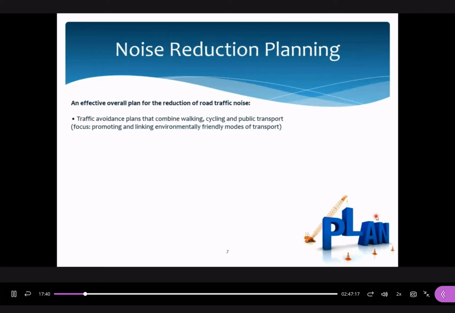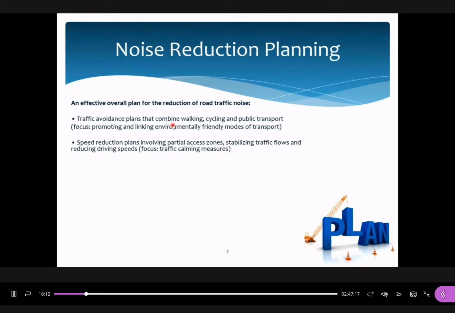Okay, and for effective overall plans for the reduction of road traffic noise, there are some general proposals or suggestions. The first one is that we may combine walking, cycling, and public transport. Especially in Hong Kong, this is a busy city. The government always encourages us to use public transport instead of private cars. The major focus of this one is to promote environmentally friendly transportation modes.